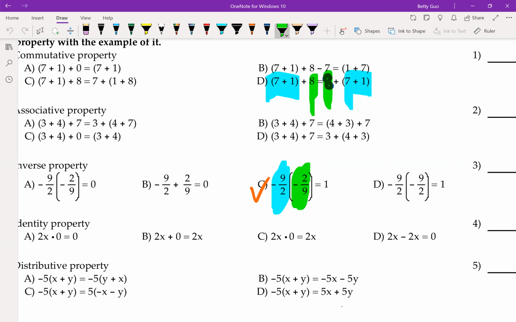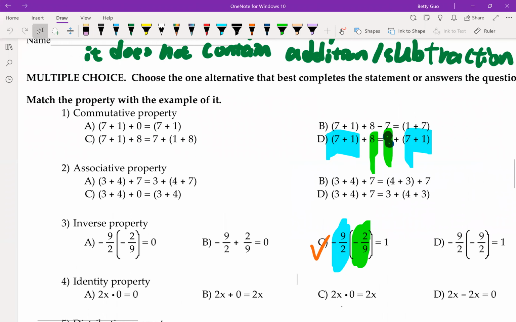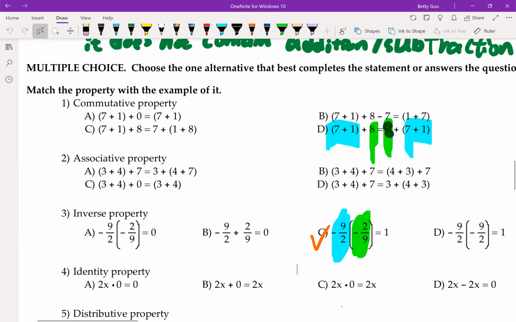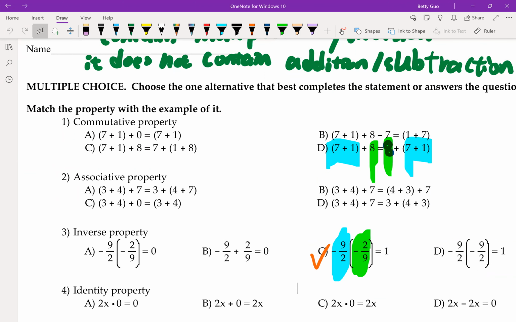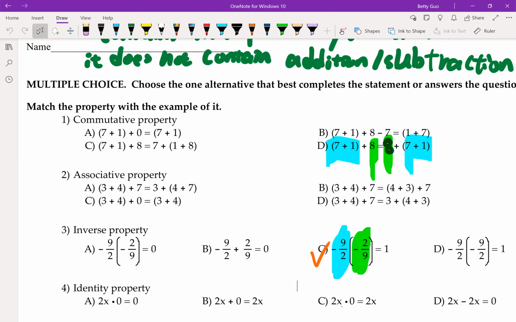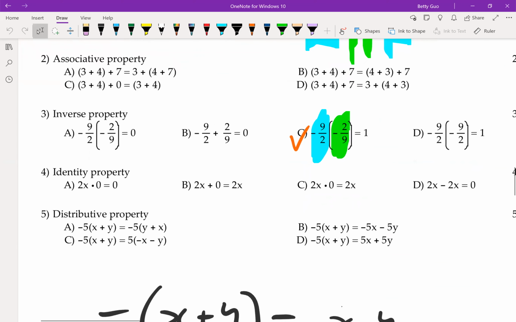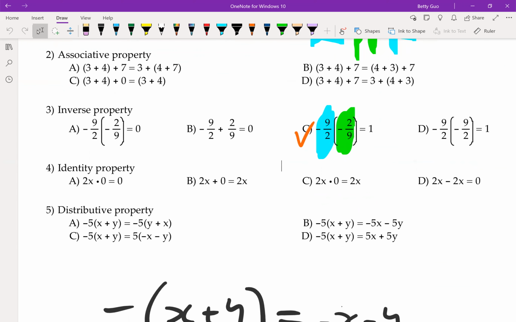Let's continue this set of problems about properties of real numbers. We did number 1, 2, and 3 yesterday, right? Number four. Look at the answer choices A, B, C, D. Which one is an example of identity property?